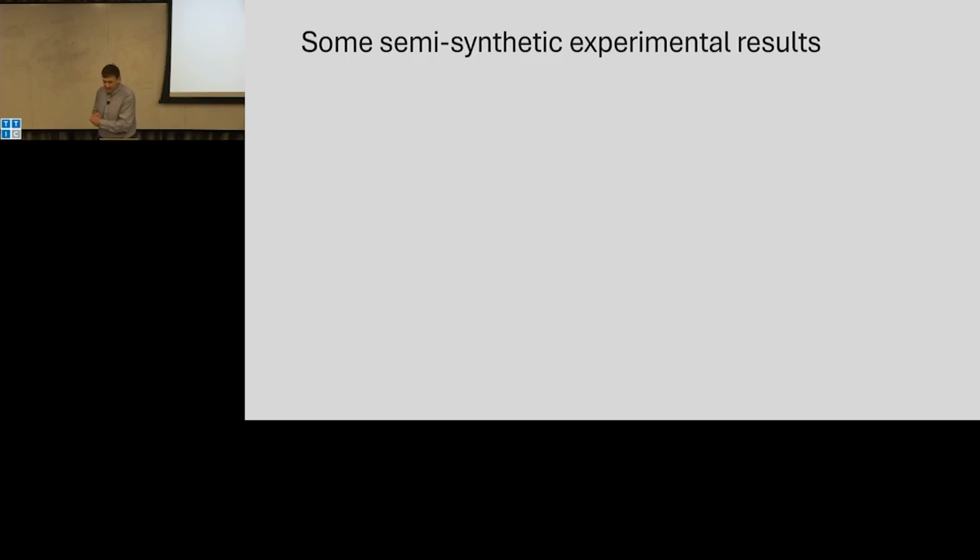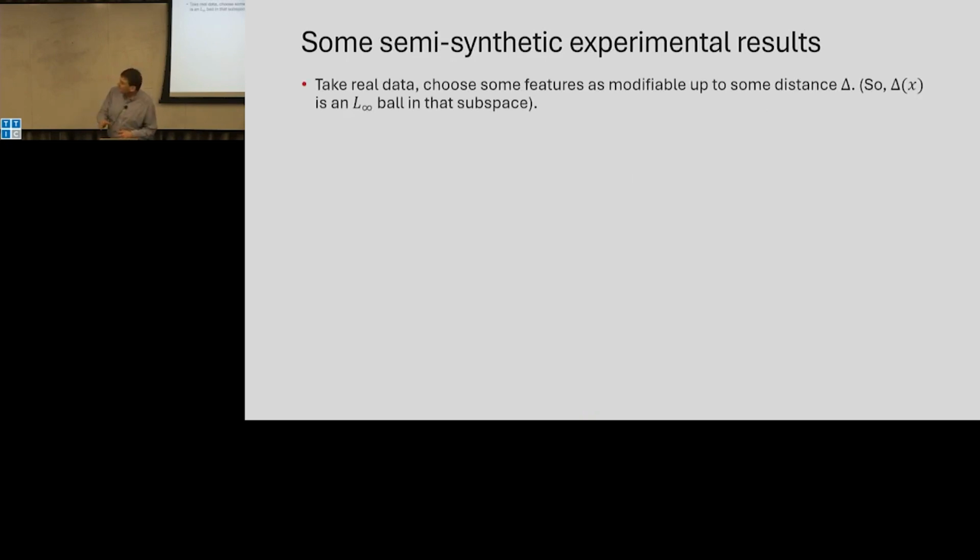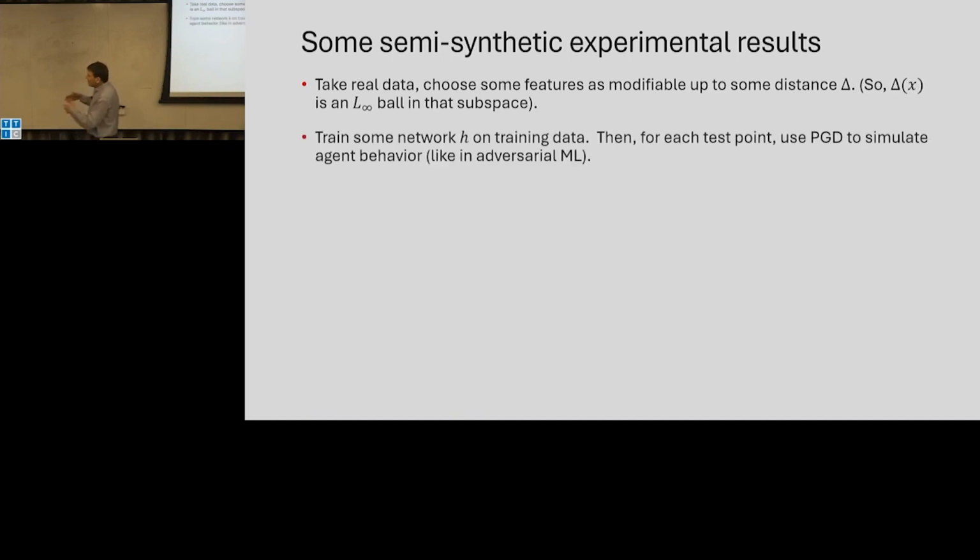And then some semi-synthetic experimental results. So semi-synthetic. So just take some real data, choose some features as being modifiable up to some amount. So we're imagining delta in these experiments as an L-infinity ball in some subspace, or some features that agents can modify, we imagine, others that can't. We'll train some network on training data, and then for each test point, use PGD to simulate agent behavior like in adversarial machine learning. So they're going to use gradients to try to become positive if they're currently classified as negative.